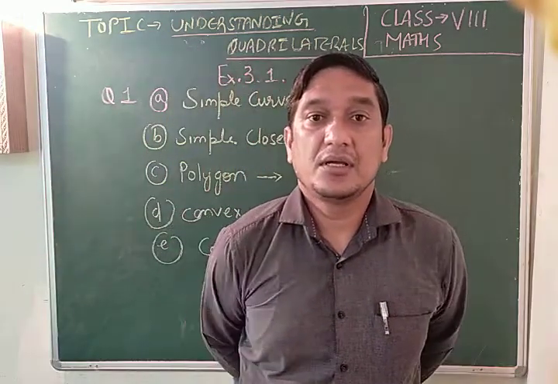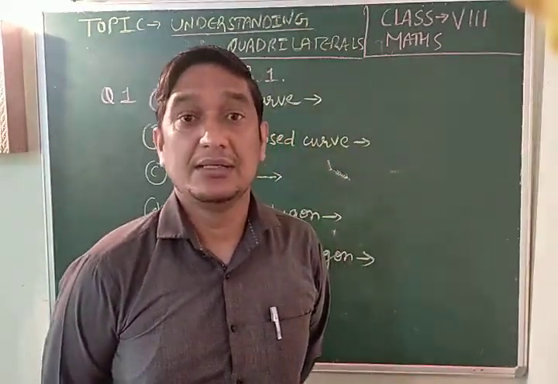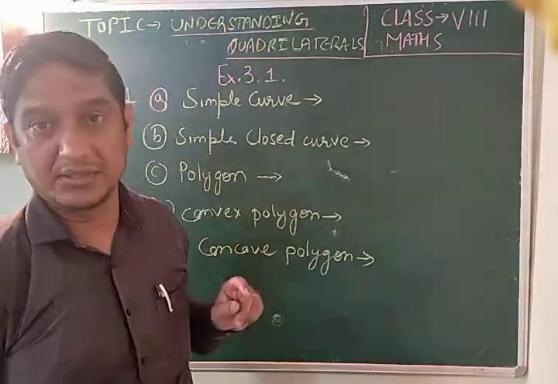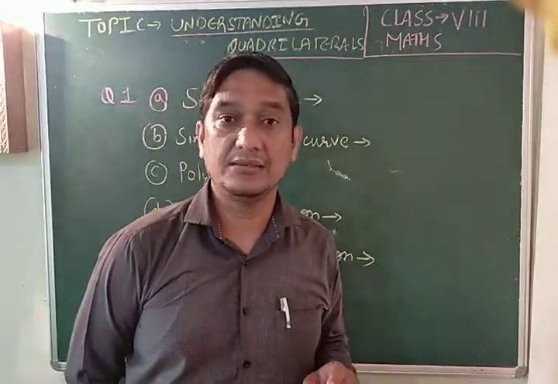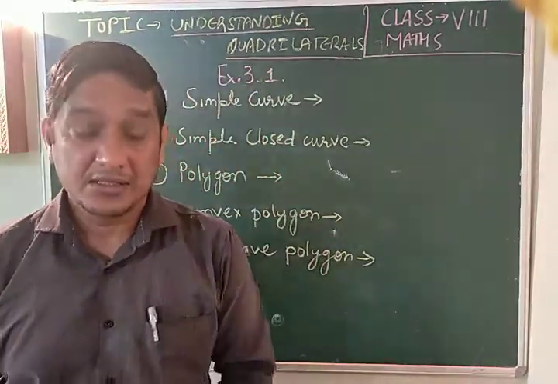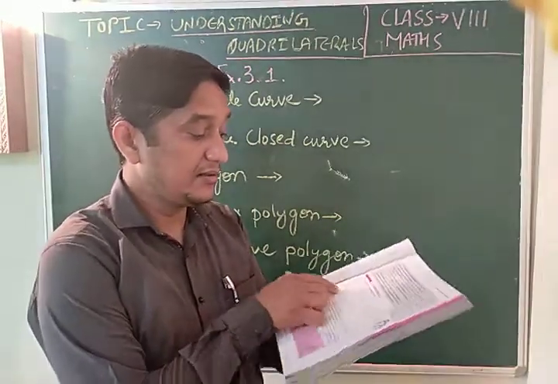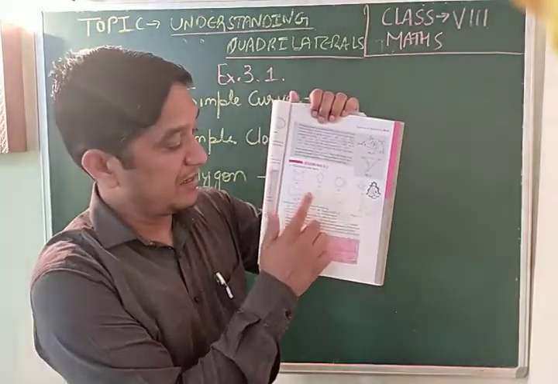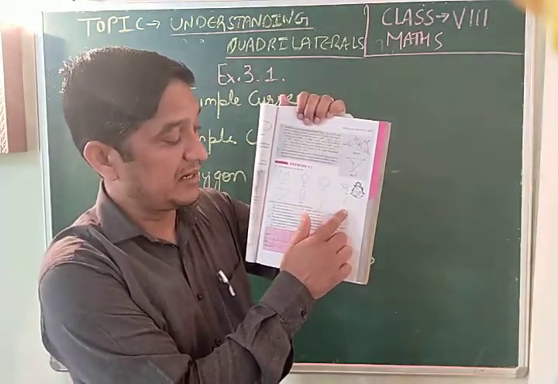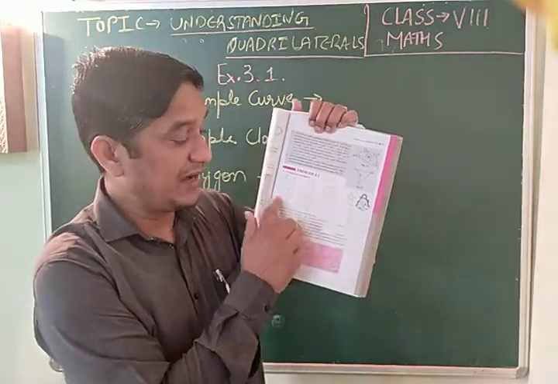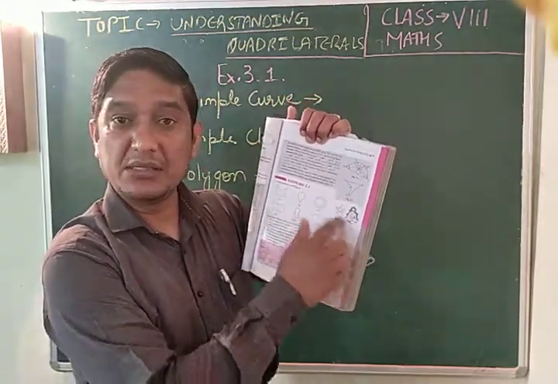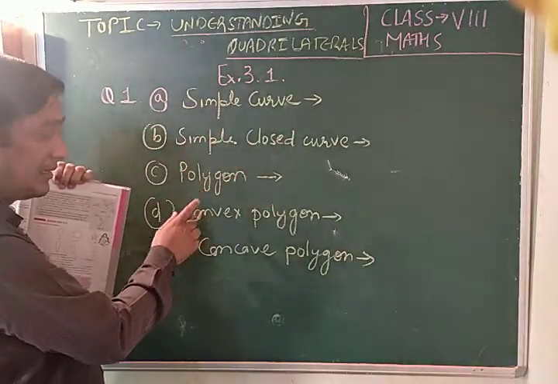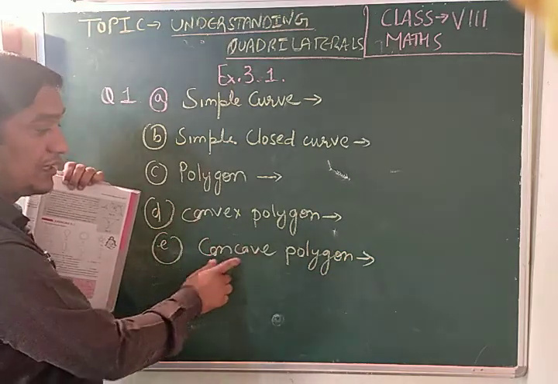Good morning, children. In today's class, we are going to learn the exercise 3.1 of the topic Understanding Quadrilaterals. Now, children, in this exercise, the first question is: given here some figures. This is figure 1, figure 2, figure 3, figure 4, figure 5, figure 6, figure 7, and figure 8. Now, children, you have to classify these figures on the basis of these: simple curve, simple closed curve, polygon, convex polygon, concave polygon.